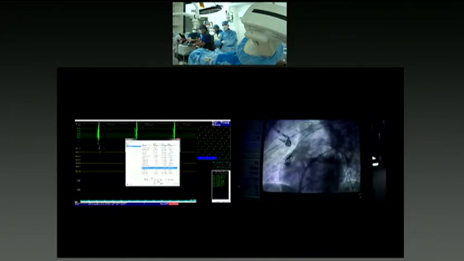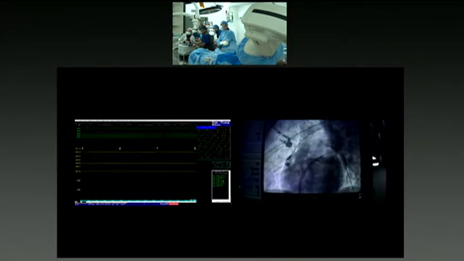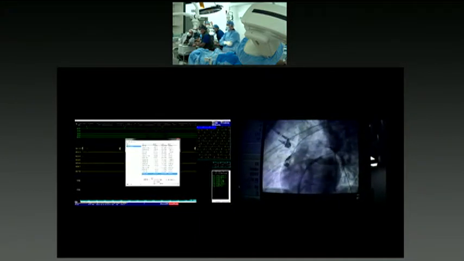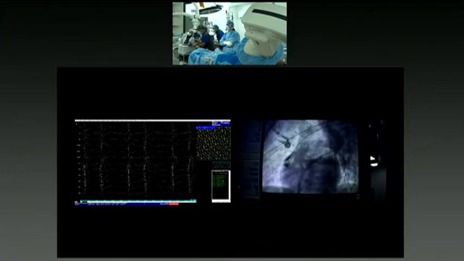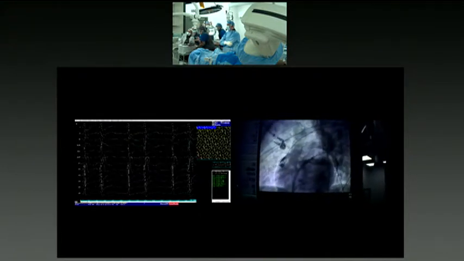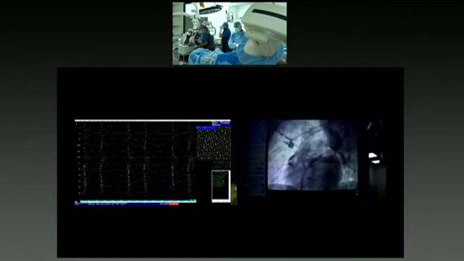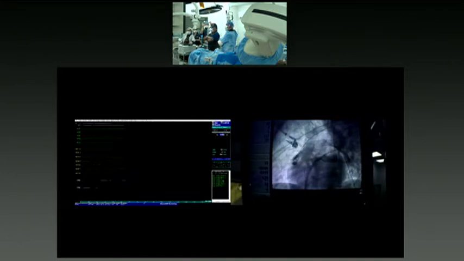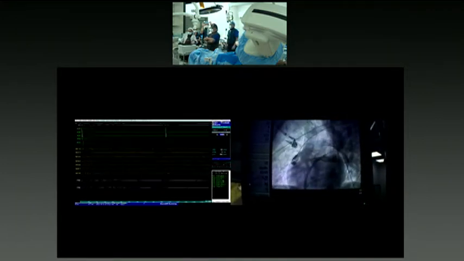Well, actually at this point what we see is that the contrast stays inside the vein. It's inside the vein and there are no leaks or retrograde flow. The apposition here is excellent. Yes, this is good to begin the cryoablation.